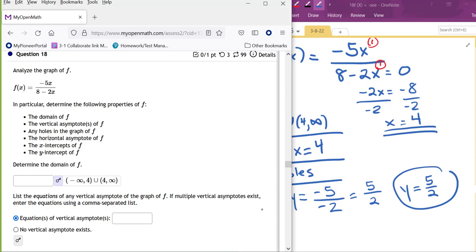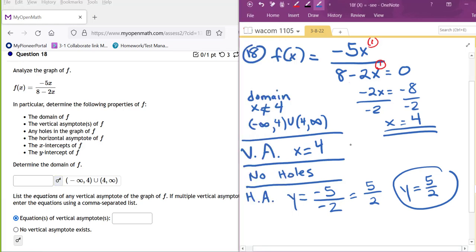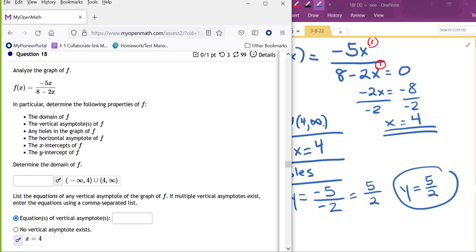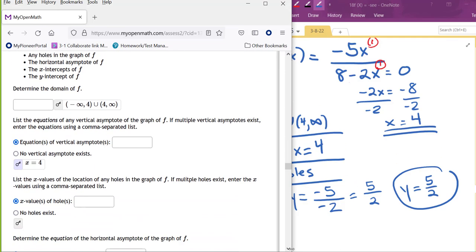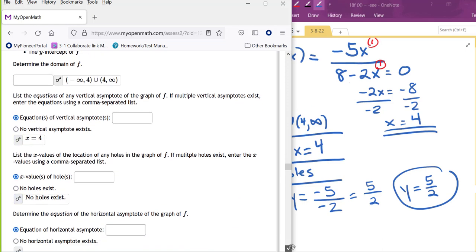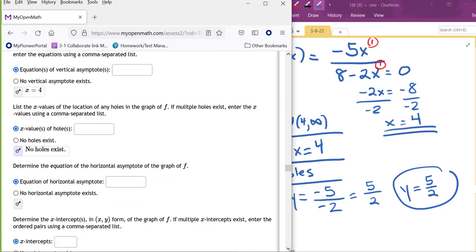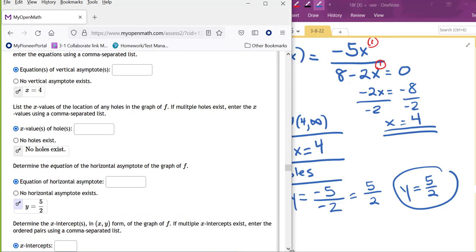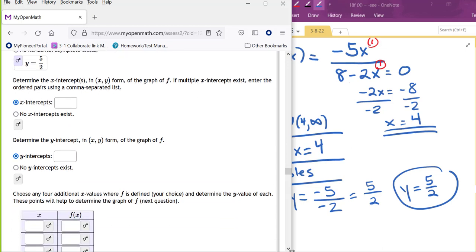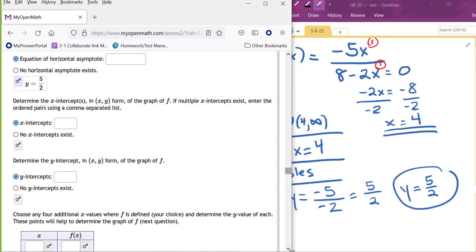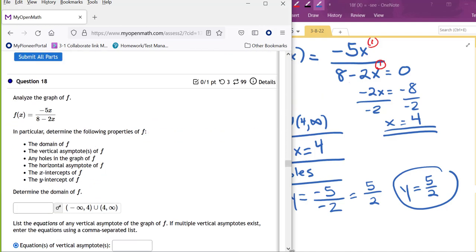So there is my domain. This one, x equals 4. That is my vertical asymptote. There are no holes, so we're good there. The equation with horizontal asymptote, it will be y equals 5/2. Now they want the x-intercepts and the y-intercepts, and then a table. Okay, go back up to the problem.